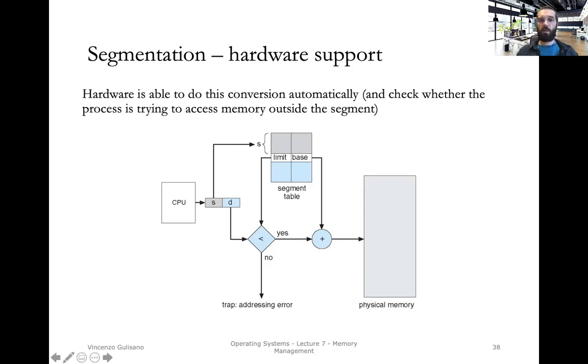So given the segment, you can go to the segment table and take the respective entry for that segment. And then this will give you the limit and the base address. If you are trying to access something that is within the limit of your segment, it's fine. Then you can just sum here the base and get access to the physical memory. Otherwise, there will be an interrupt, so that you can wake up the operating system, and the operating system can take a decision about what to do with this process.